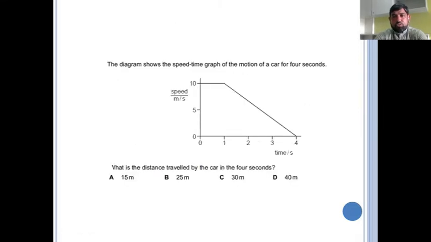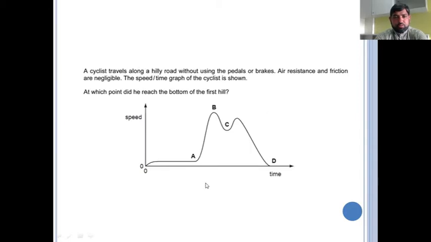The diagram shows the speed time graph of the motion of a car for 4 seconds. What is the distance traveled by the car in 4 seconds? The area under the graph can be divided into a rectangle and then a triangle. So that will be 10 into 1 and then half into 3 into 10. So 15 plus 10, that will be 25 meters. Option B.